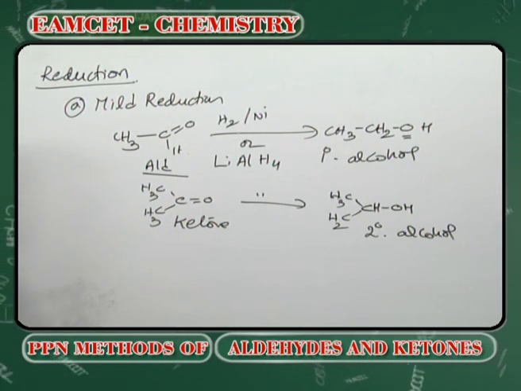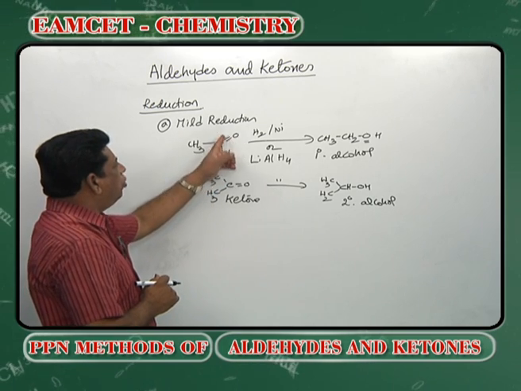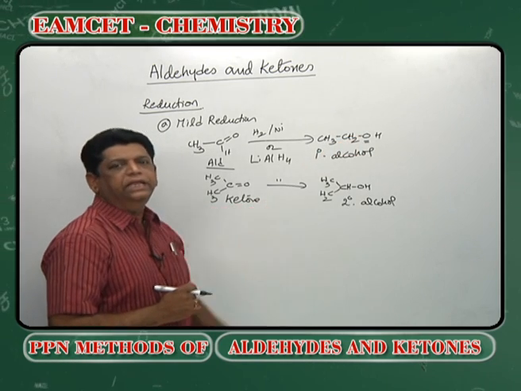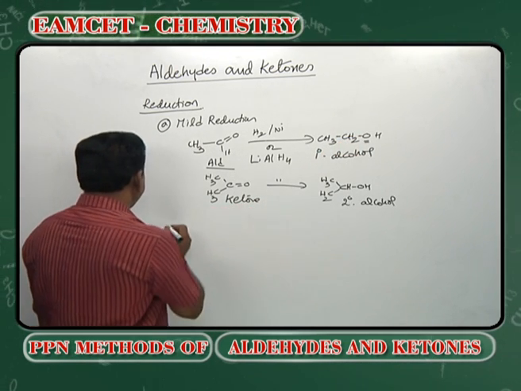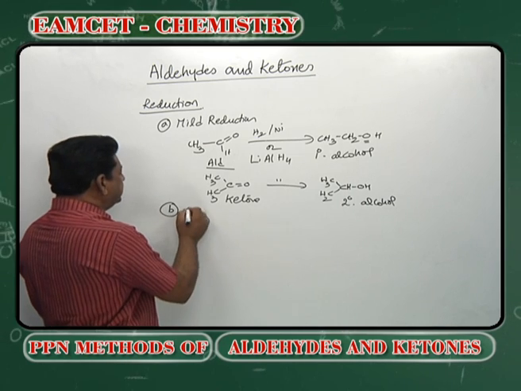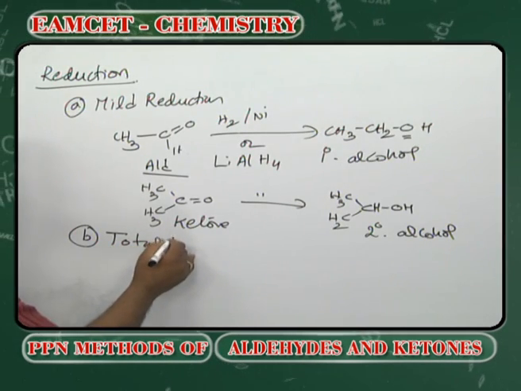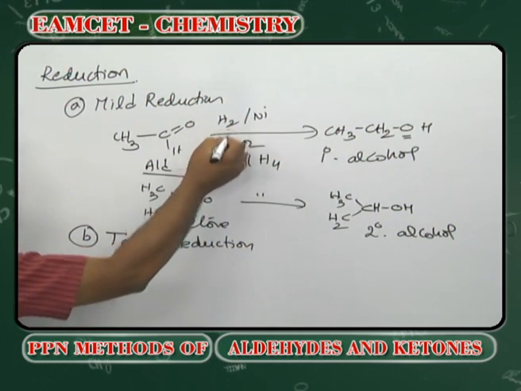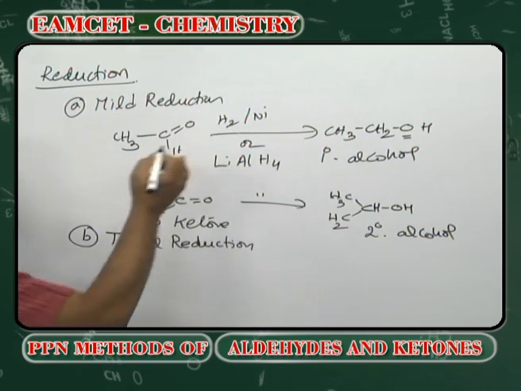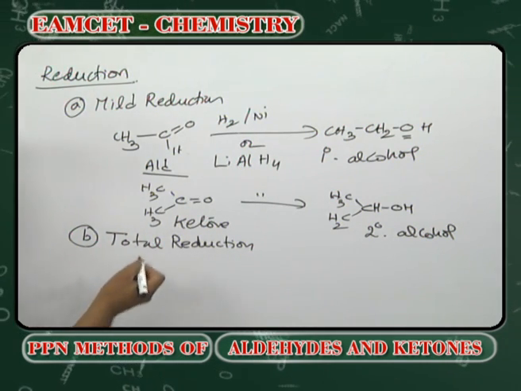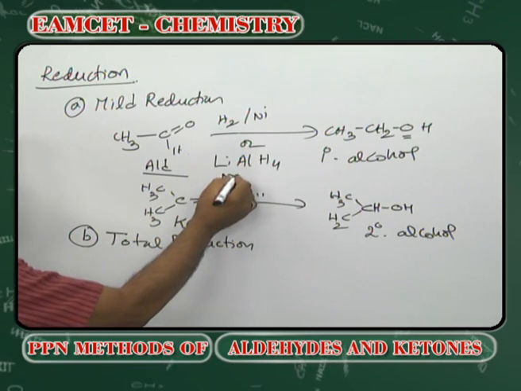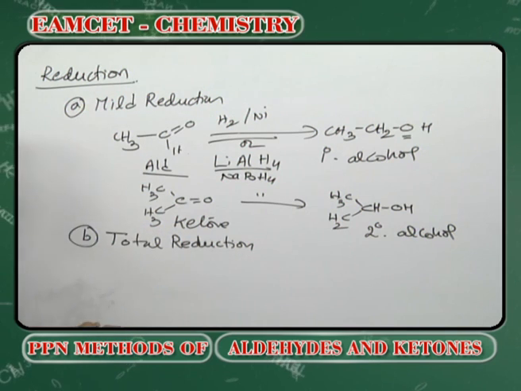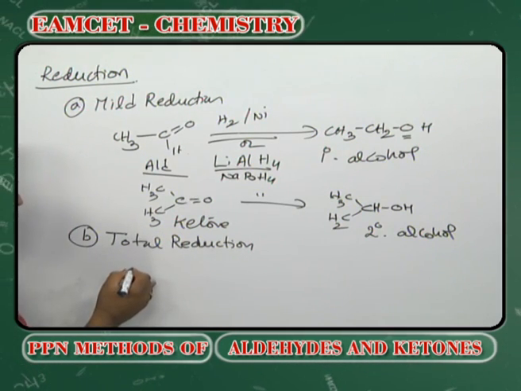However, we have another type of reagents which will totally reduce the oxygen containing compound into a no oxygen containing compound, that is called total reduction. So let us take another type of reduction, that is called total reduction. As I said, hydrogen nickel is there, lithium aluminum hydride is also there, and sodium borohydride you can also use. Certain reagents are there, either one you can use. For the total reduction also, we have 3 reagents here.